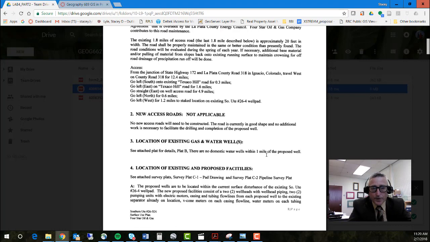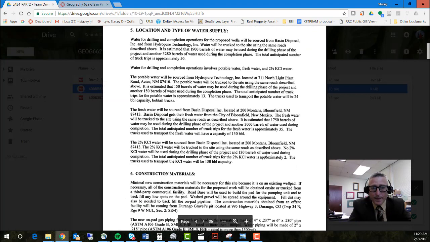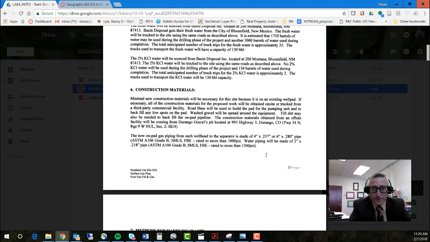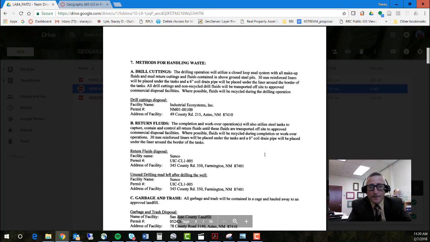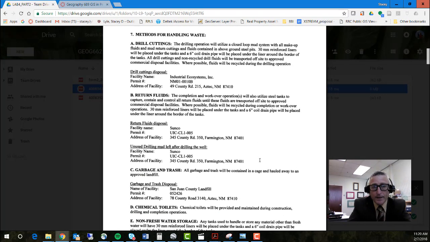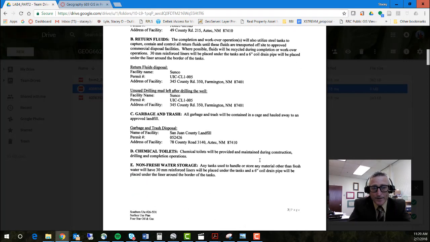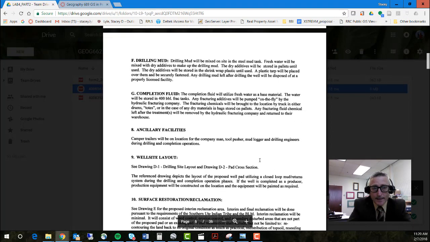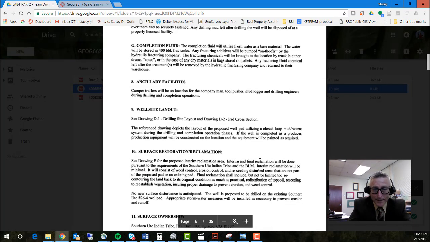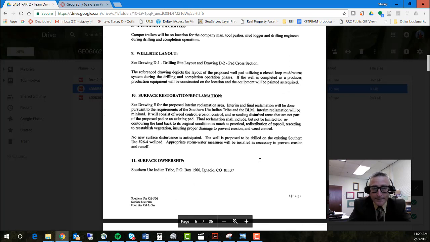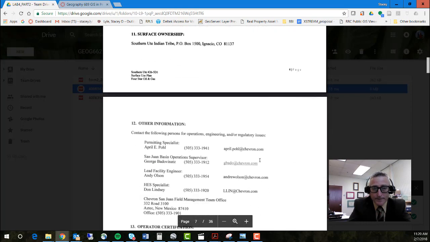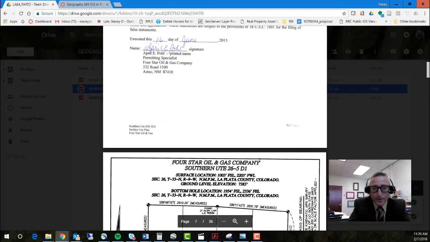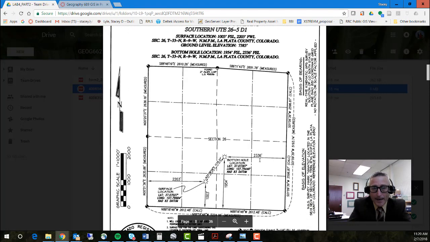So existing roads, road information, all this needs to be provided, telling them about the location, the water supply, the construction materials that are going to be used, the methods of drilling that are going to take place, where the fluids are coming from and where and how they're going to be disposed. A lot of this information is necessary for our application to drill, and it can be represented in this text file, but it also can be represented in plats and maps.